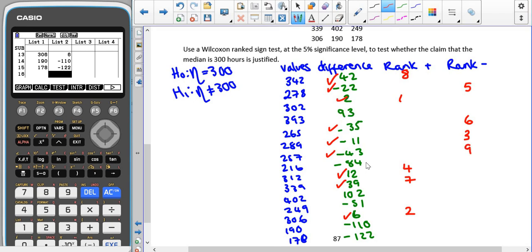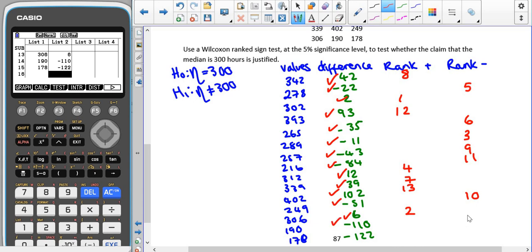Let's have a look at what we've got left. We've got 93, 84, 102, 51, 110. So it's 51 next. So that's going to get the rank 10 in the minus column. Then 84, yep, is going to get 11 in the minus column. Then 93 is going to get 12 in the plus column. Then 102 is going to get 13 in the plus column.